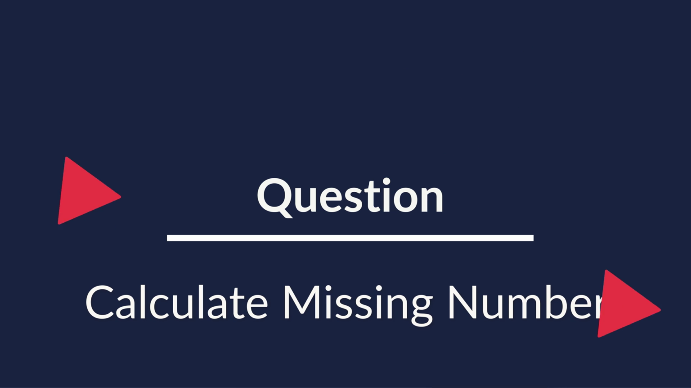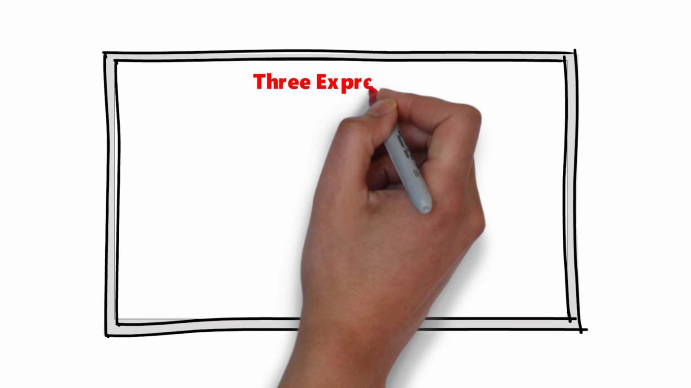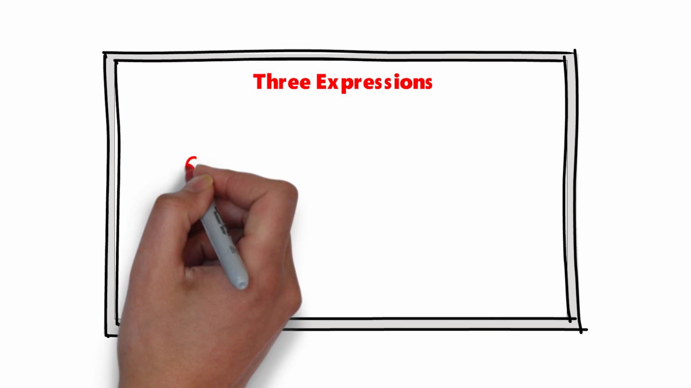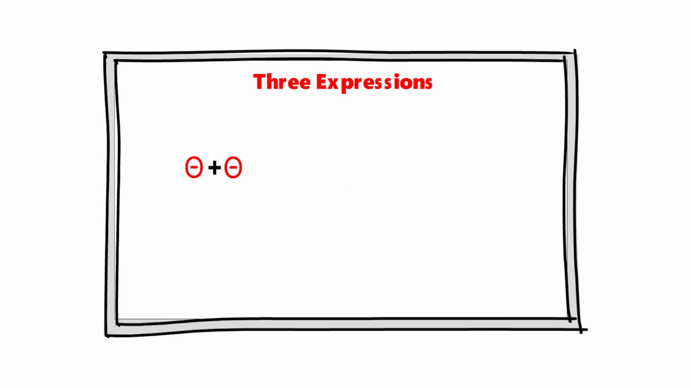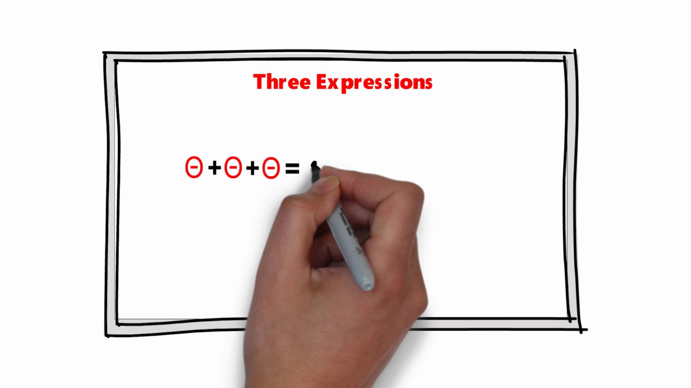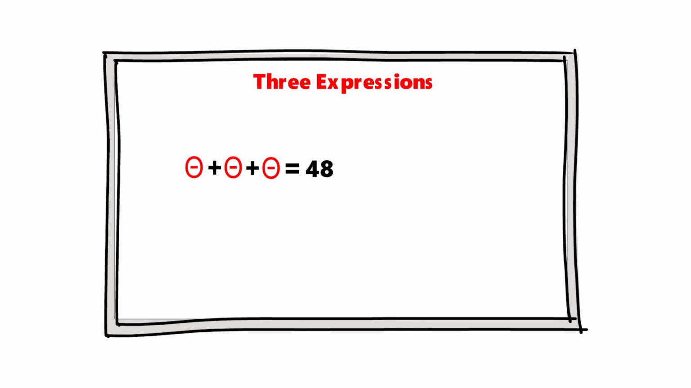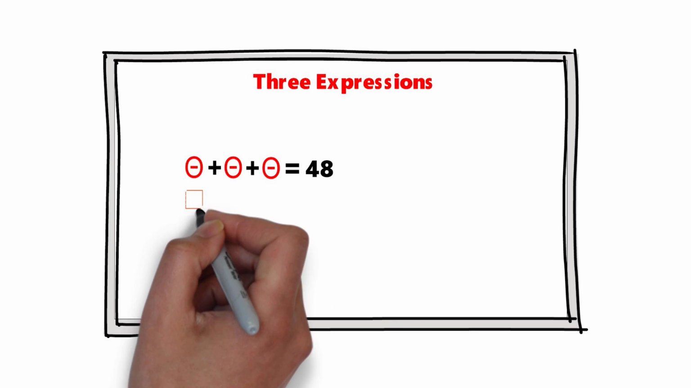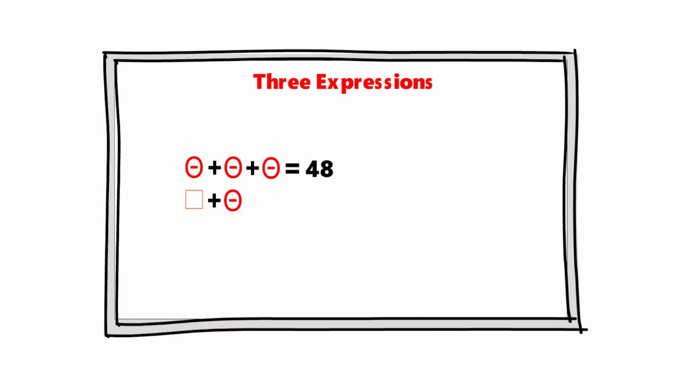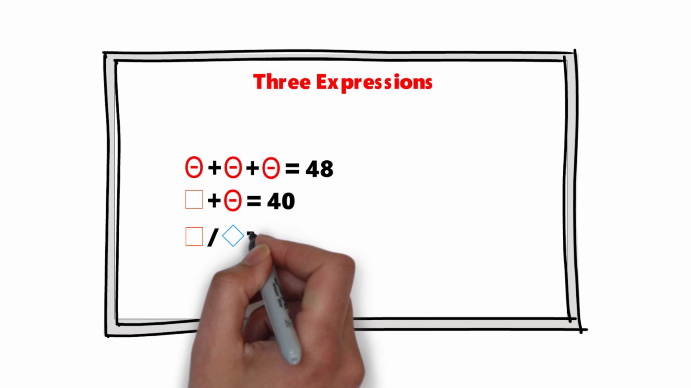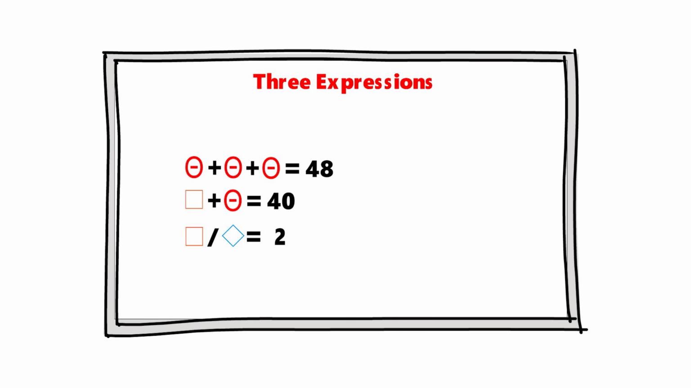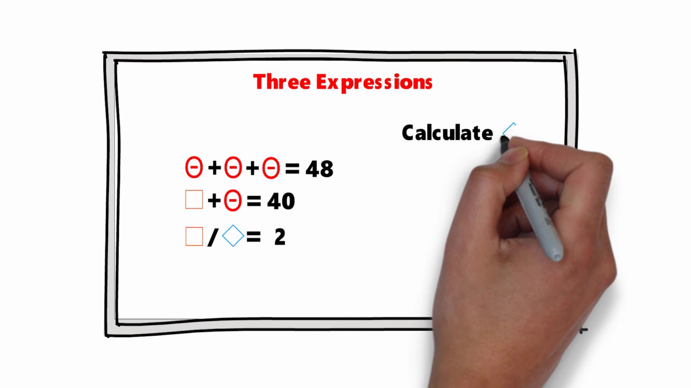Here's a cool question which is frequently used on the test. You're presented with 3 expressions. Circle with the dot inside plus another circle equals 48. In the second expression, you add square plus circle and the result equals 40. And in the third expression, you divide square by the diamond and the result is equal to 2. So you need to calculate the diamond.